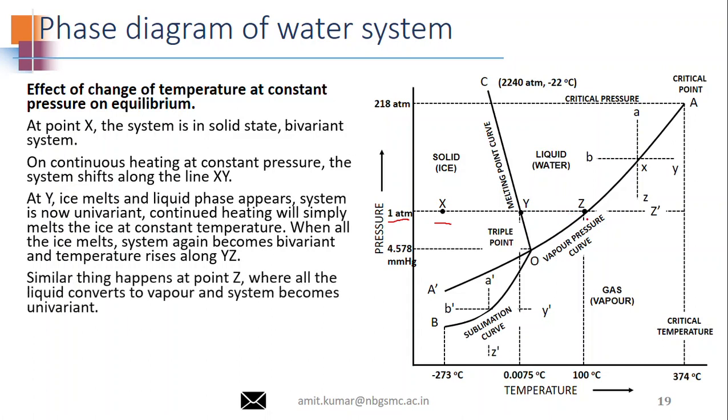A similar thing happens at point Z. All of the liquid will start changing into the gaseous phase, and as soon as all the liquid gets converted into the gaseous phase, this again becomes bivariant, going from Z to Z'. So at these points Y and Z, this is a univariant system. At point X and at point Z', they become a bivariant system.